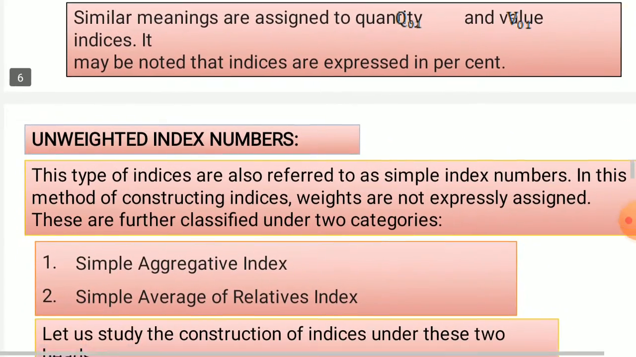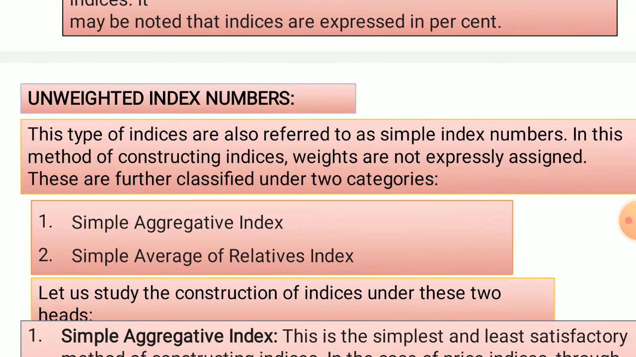And here unweighted index numbers. Unweighted index number is the first type of index number, and this type of indices are also referred to as simple index numbers. And in this method of constructing indices, the weights are not expressly assigned, and these are further classified under two categories. One is a simple aggregative index.